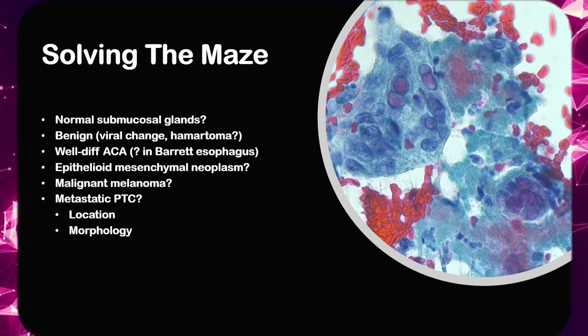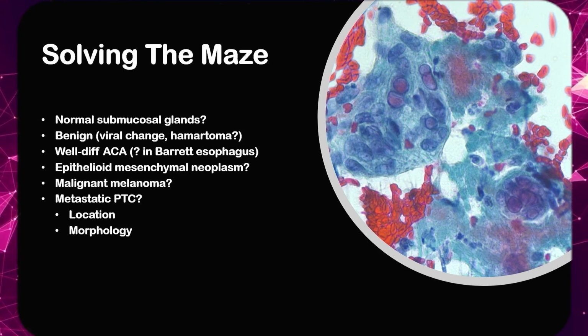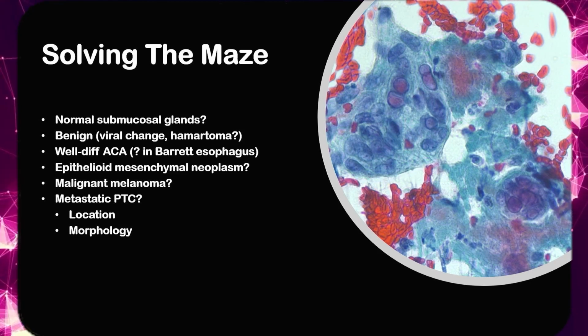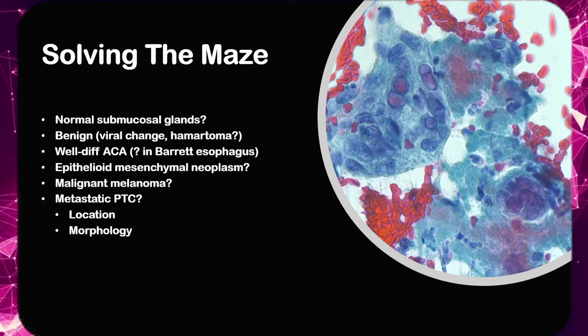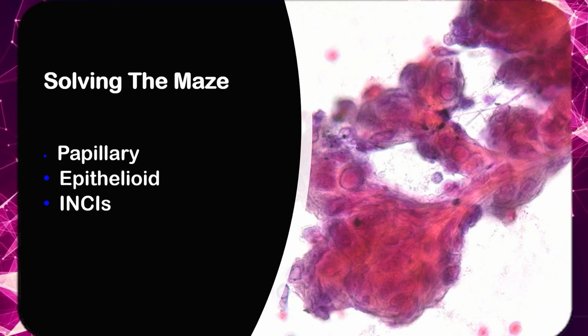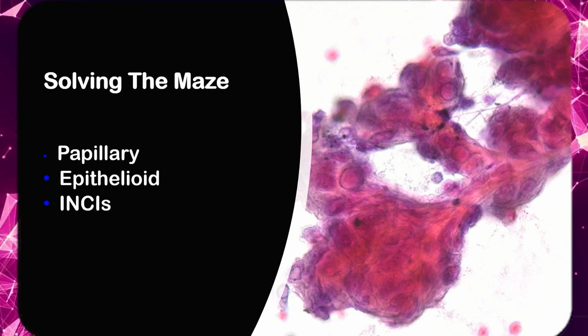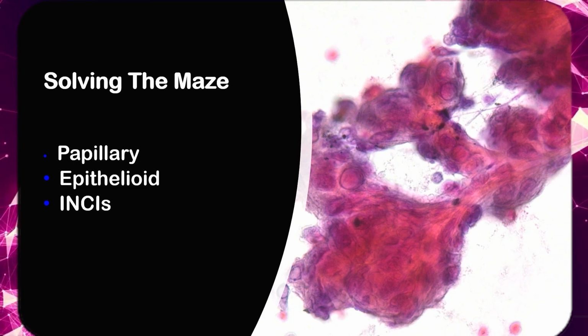But the location is odd. Why have an isolated metastasis in the esophagus? And the morphology to some extent is also odd. Again, we never see so many intranuclear inclusions, even in a papillary thyroid carcinoma. So essentially, what we have is a papillary or nested lesion which looks epithelioid, and it has numerous, abundant intranuclear inclusions.